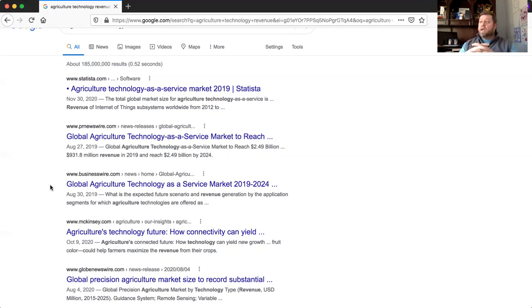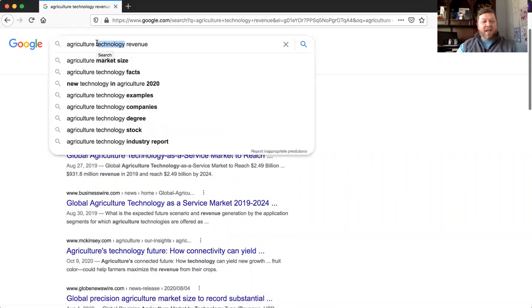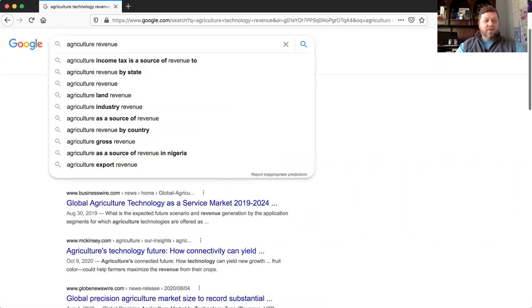The question is, how do I get a piece of that realistically, and how do I scale it at scale? Scale it at scale. That's an interesting one. But I want to look at this, right? Agriculture revenue in general.